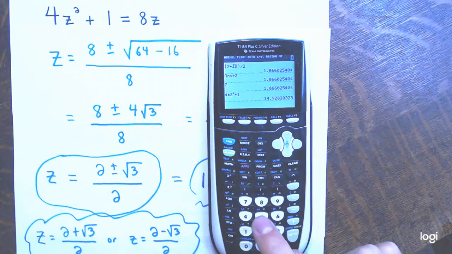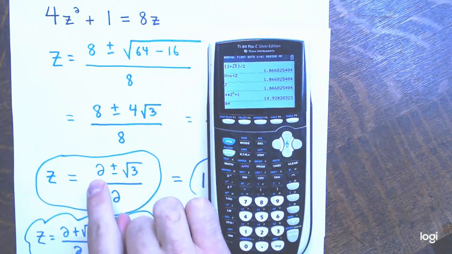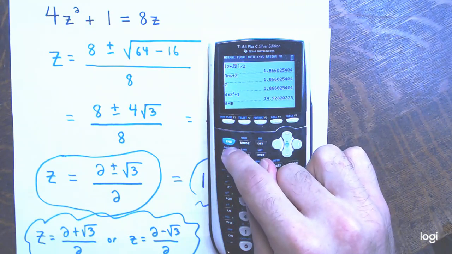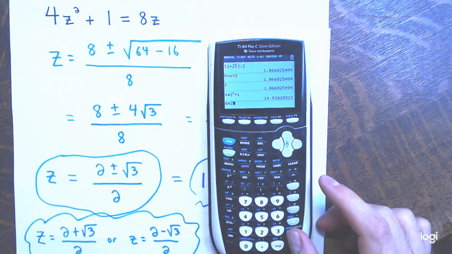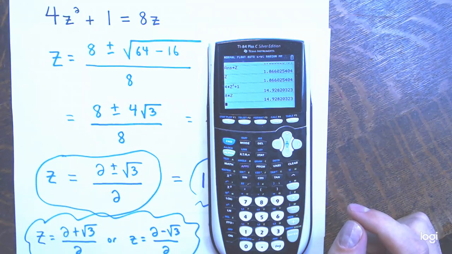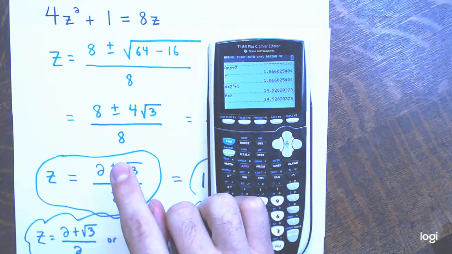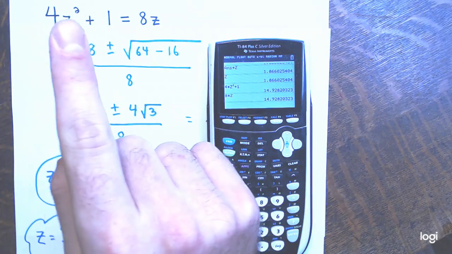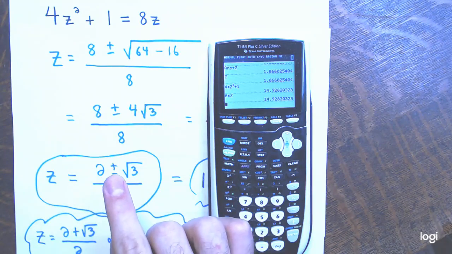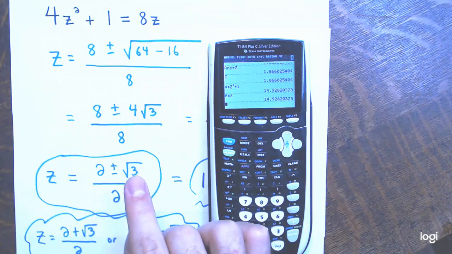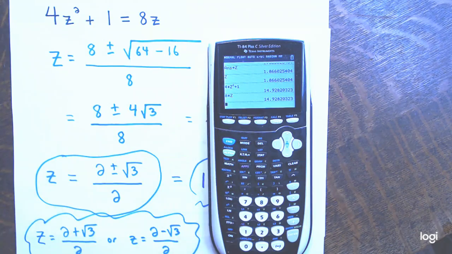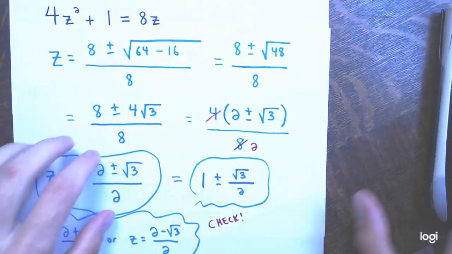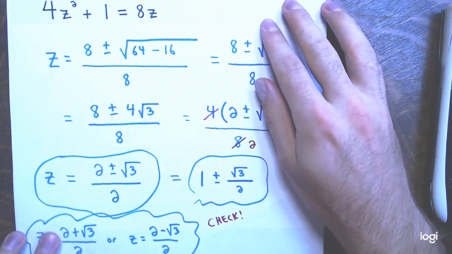So let's try 8 times this z, 8 times this 2 plus the square root of 3, all divided by 2. So 8 times z, and look at that, it is indeed the same number. So 2 plus the square root of 3 divided by 2 is a good solution, makes this a true statement. And you can also double check that 2 minus the square root of 3 divided by 2 also works, and I leave that to you. So both of them are good, I promise.